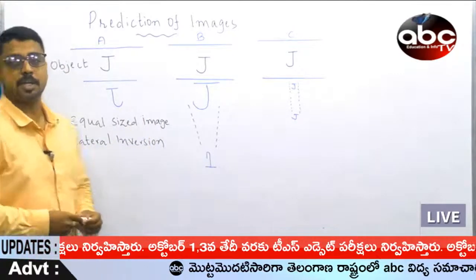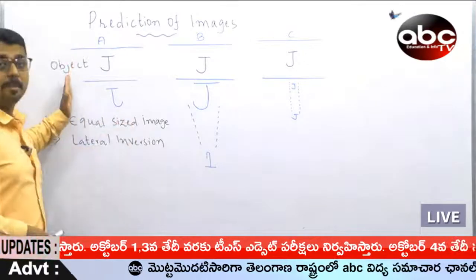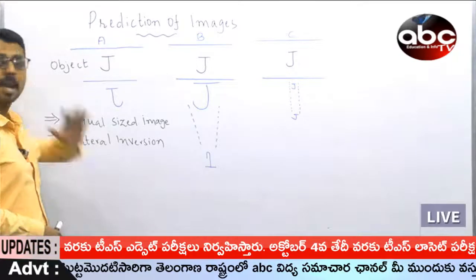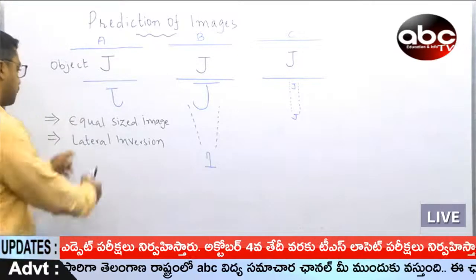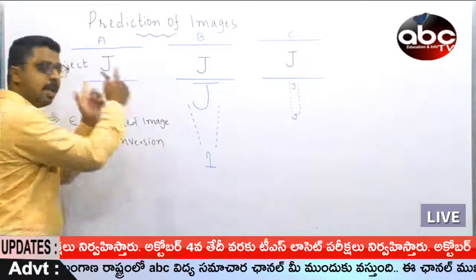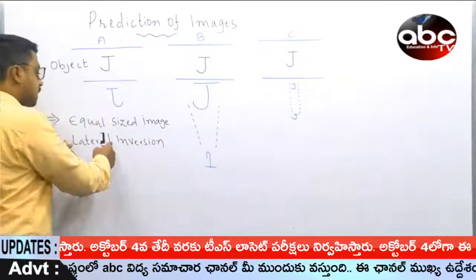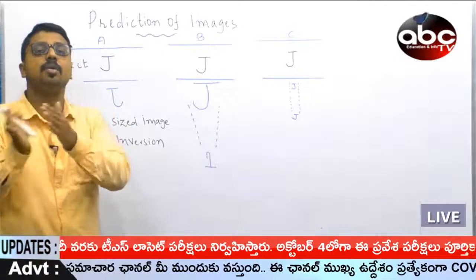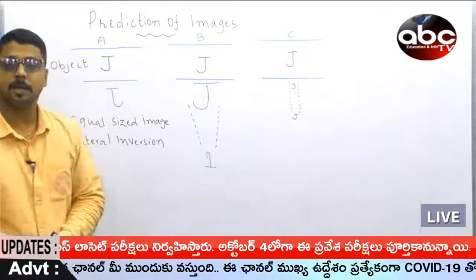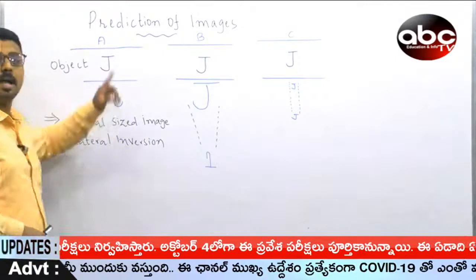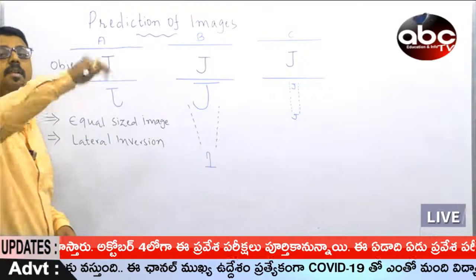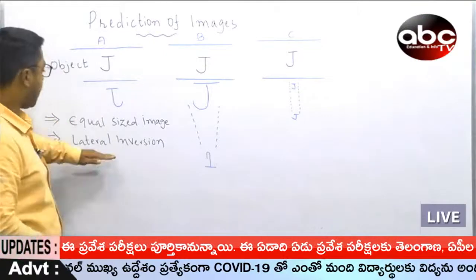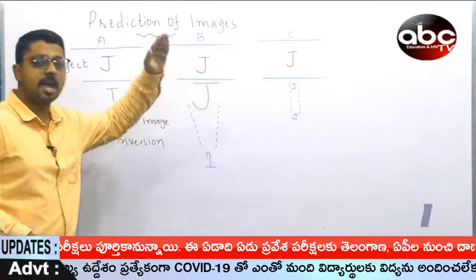Lateral inversion. So by using a mirror, we are able to obtain two characteristics. What are the two characteristics? An equal-sized image, and at the same time, it is laterally inverted. That is, the right side is shown as the left side. Sides are opposite. Okay, now we will analyze the second type of image.